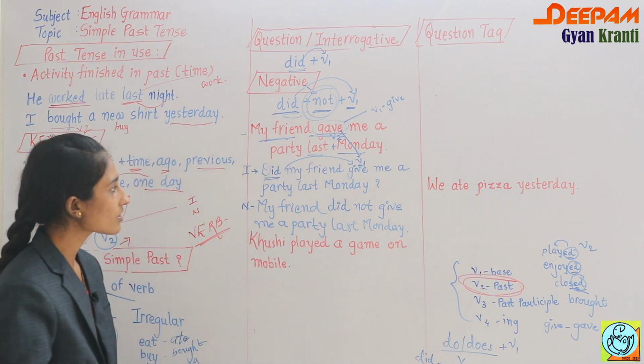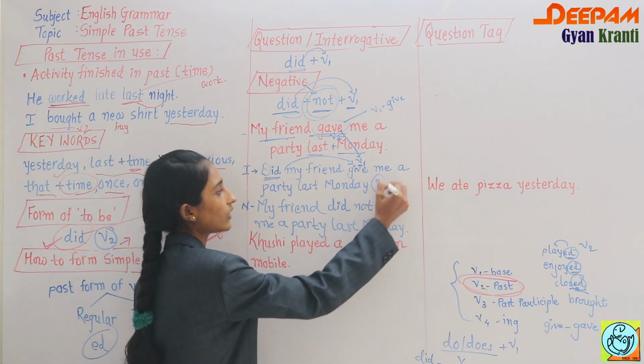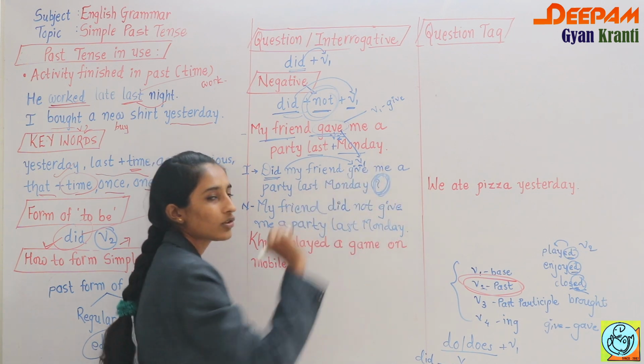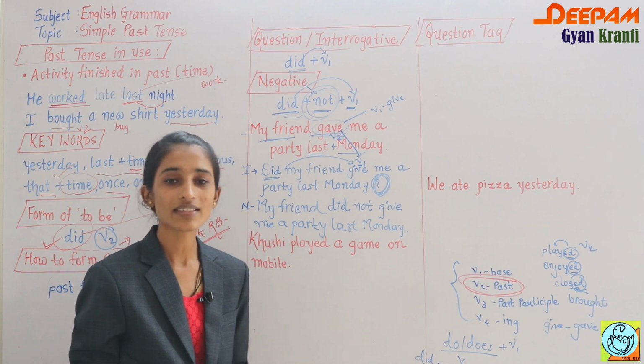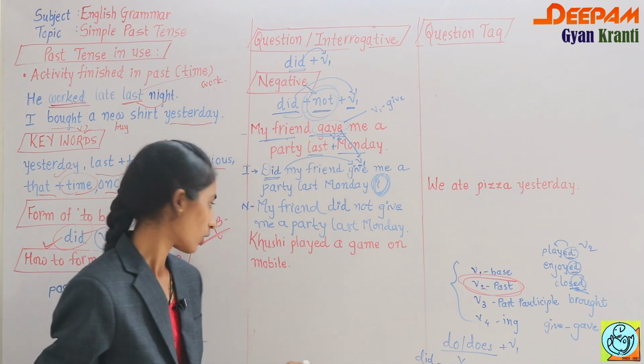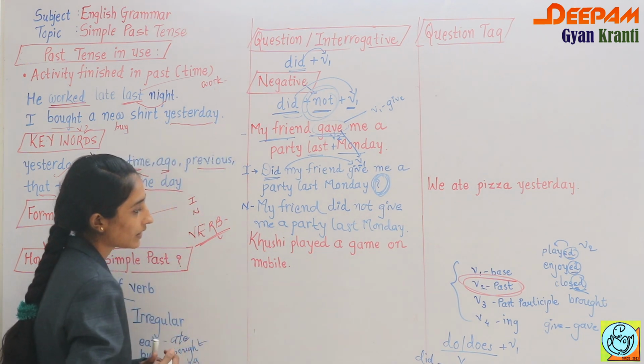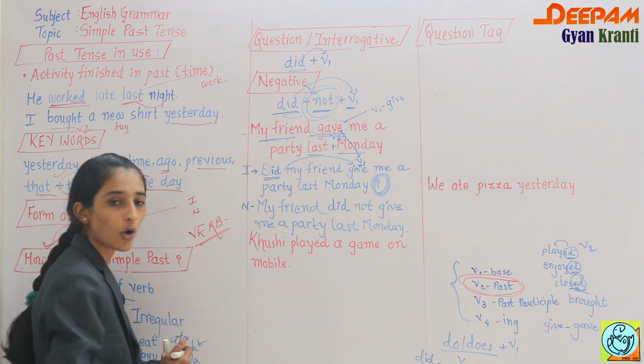Right? And when you turn the sentence into interrogative or question, then don't forget to put a question mark, otherwise the half marks will be cut. It is grammatically wrong. Okay, then next example, Khushi played a game on mobile.